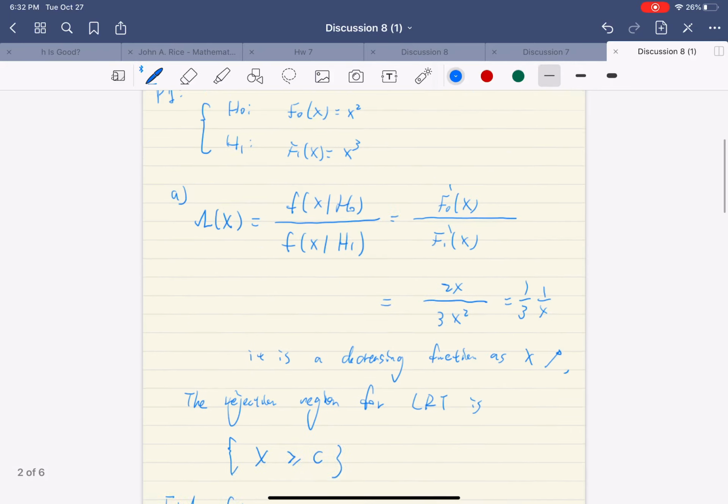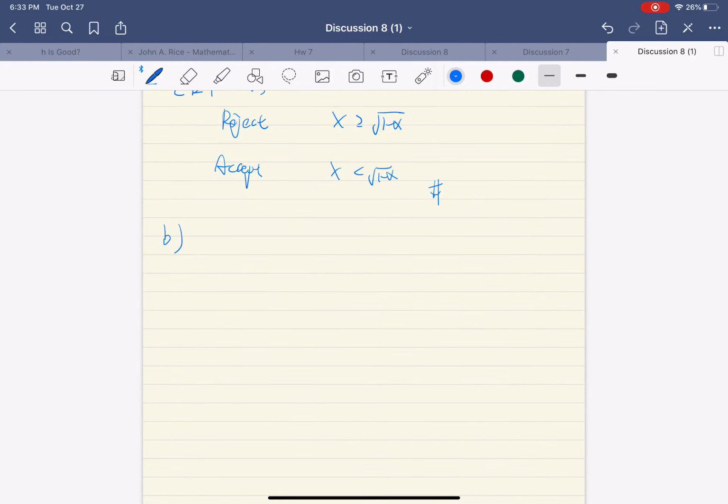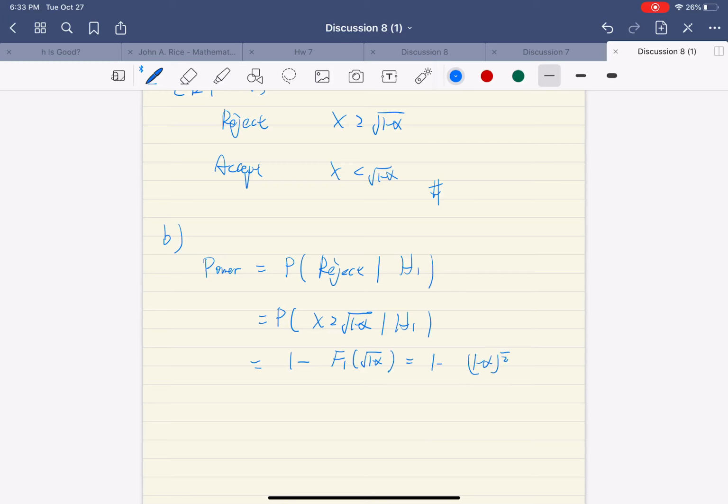And the power, we want to find the power. We know the power is equal to the probability of reject under the alternative. So it's equal to the probability of x greater than this under the alternative. So it's equal to 1 minus F1 of this, which is 1 minus this to the power 3. Okay, that's the power.